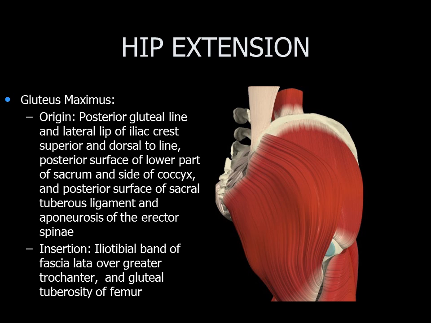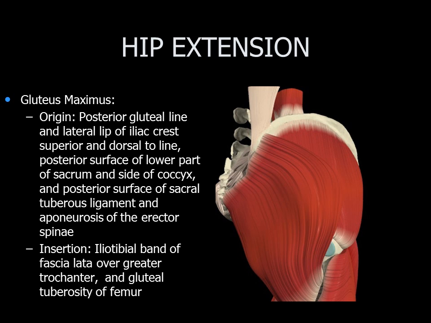The gluteus maximus muscle has its origin on the posterior gluteal line and lateral lip of the iliac crest, posterior to the gluteus medius, and also has fibers that attach to the posterior surface of the lower part of the sacrum and the side of the coccyx and the posterior surface of the sacrotuberous ligament, and finally into the aponeurosis of the erector spinae muscles. So a broad band of origin.